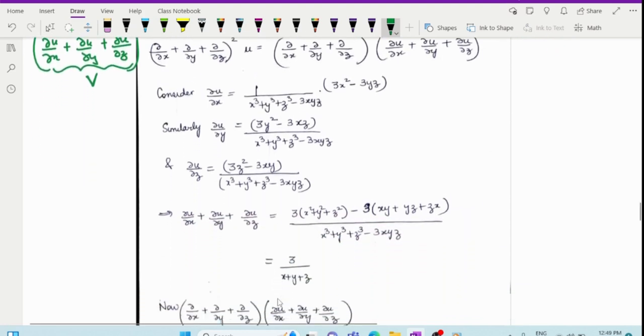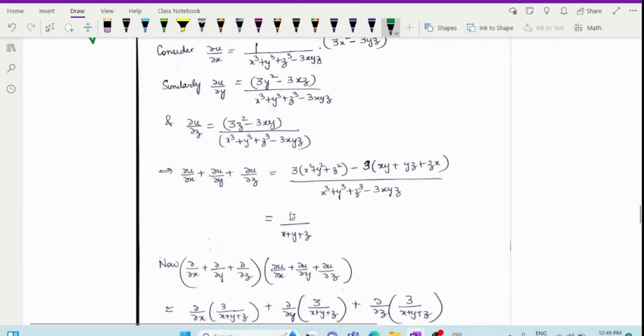When you add all of them, it simplifies to 3 upon x plus y plus z, because this is a formula. x cube plus y cube plus z cube minus 3xyz is nothing but x plus y plus z into x square plus y square plus z square minus xy minus yz minus zx, which is appearing in the numerator with the 3 attached. So we take 3 out, everything cancels, you are just left with 3 upon x plus y plus z, and this is your v that you have got, because the operator was a square operator.